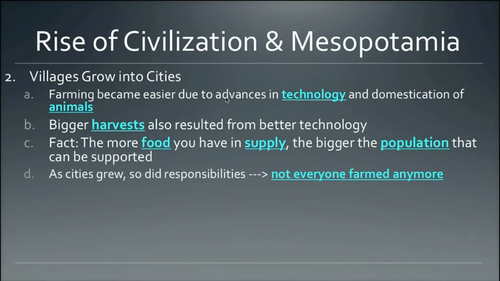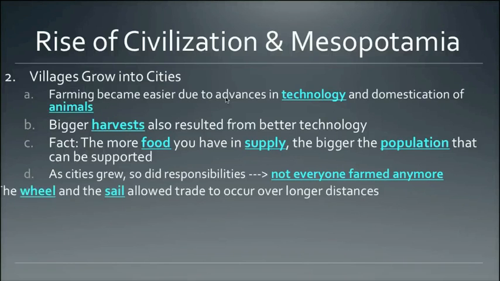So as cities grew, so did responsibilities. Not everyone farmed anymore. What I mean by that is specialization. And again, we talked about that last lecture. You have people doing other things other than farming. They specialize in a new kind of work. And that's going to be a really big part of this idea of civilization that we're going to talk about here in just a minute.